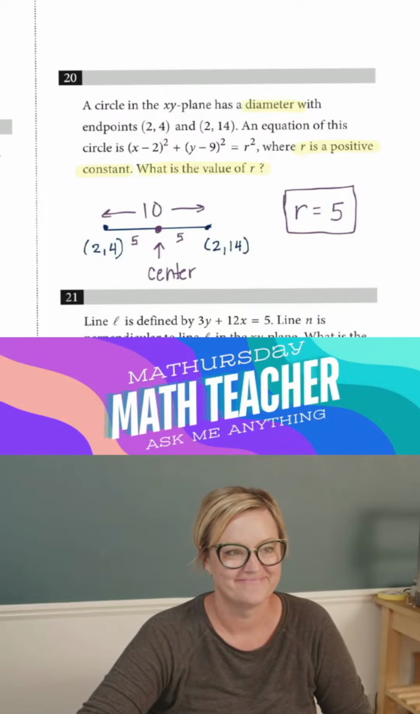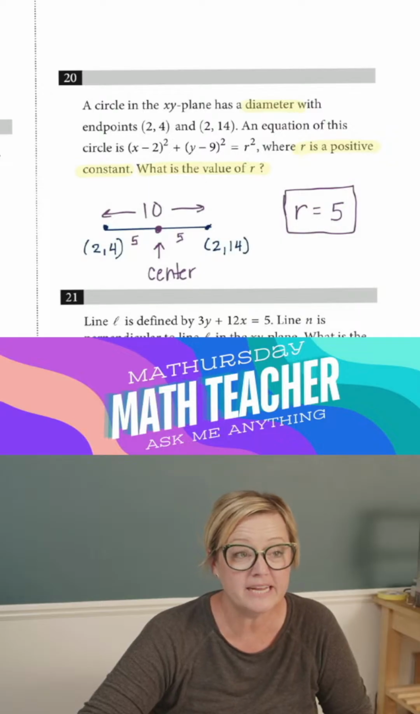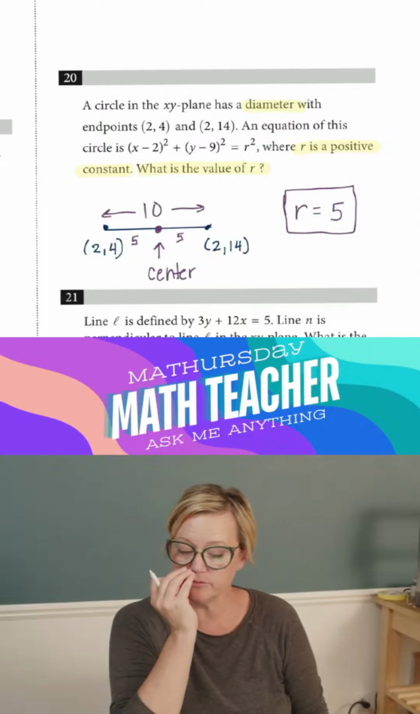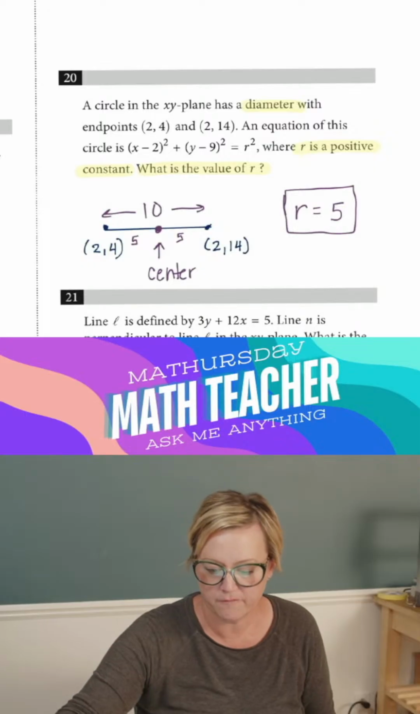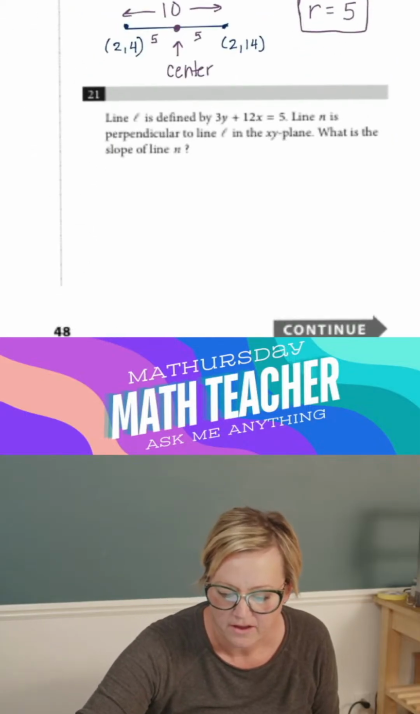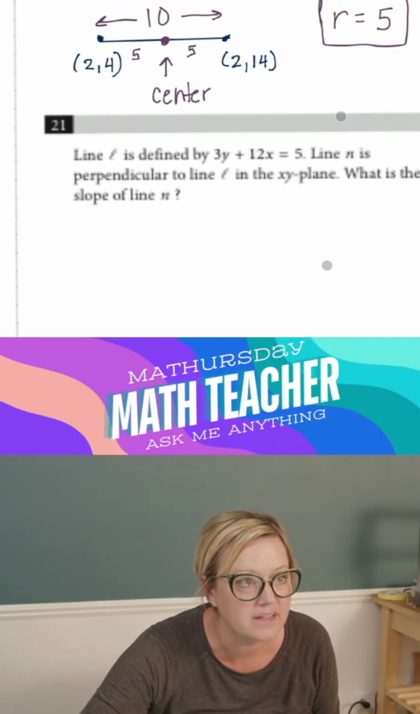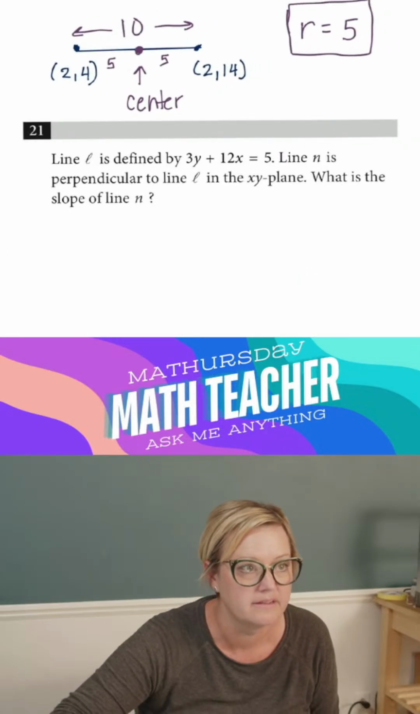This one is pretty straightforward as long as you don't get thrown off by the information that you're being given. Okay, let's check out this one. So we've got a couple of lines going on.